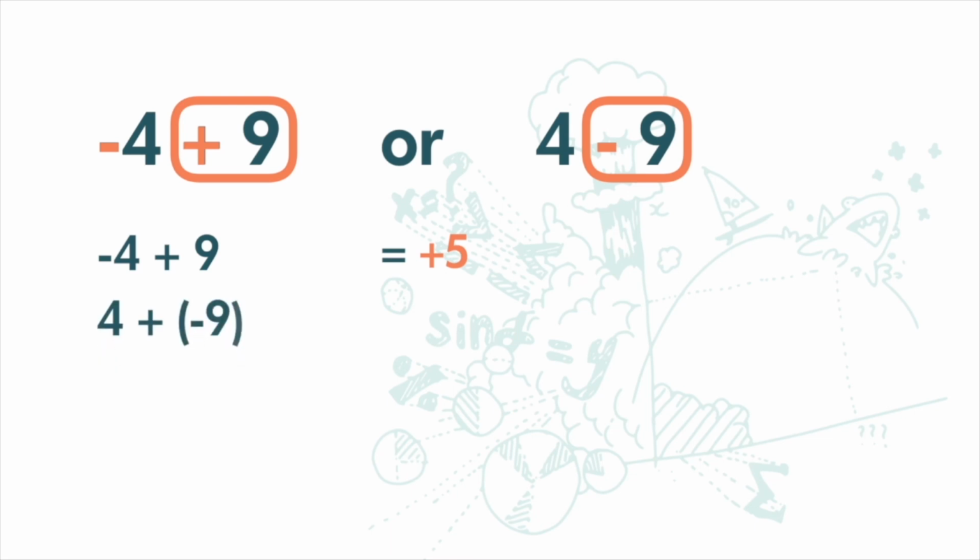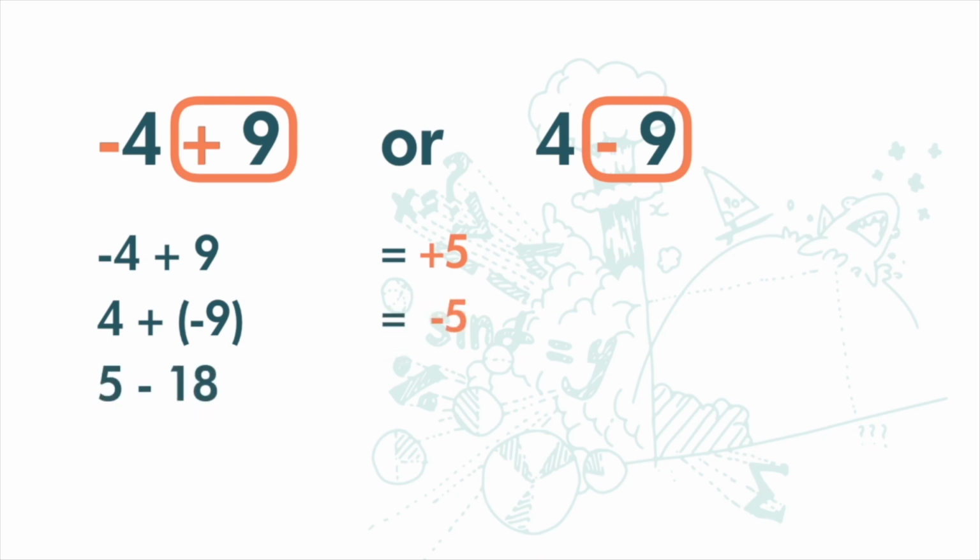4 plus negative 9. 9 is the number with greater value and it is negative. So the answer is going to be negative. There are more negatives to start with. Next, we subtract 4 from 9 and we get 5. So the answer is negative 5.